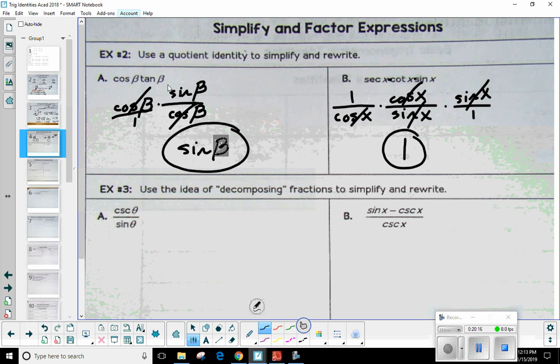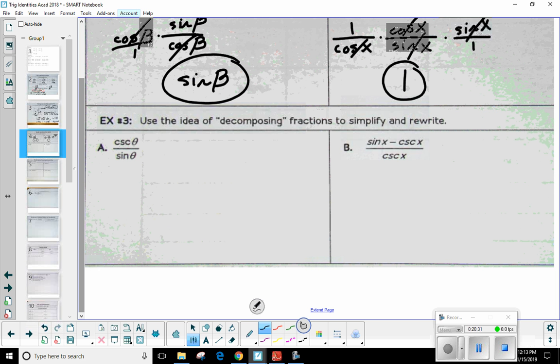Okay. Let's try number 3. It says use the idea of decomposing fractions to simplify and rewrite. So I want to rewrite this in terms of one trig function, one trig function with no fraction. Now, here's the thing. There are rules when we're talking about fractions. If you were to have a fraction, like let's say a divided by b, you can separate the numerator from the fraction, but still have it connected by multiplication.